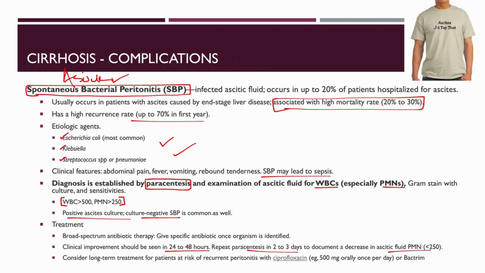In patients that have recurrent SBP, sometimes we consider putting them on long-term prophylactic treatments such as Cipro or Bactrim to keep the bacteria from accumulating and forming infections in the ascitic fluid. Like we said, the overall mortality rate is pretty high. It's up to 30% during the hospitalization and up to 70% by 1 year. That's pretty high.